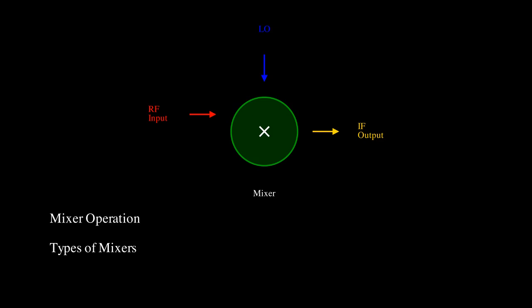Passive mixers use diodes as the nonlinear element and require no DC power. They typically have conversion loss, meaning the output is weaker than the input. Active mixers use transistors and can provide conversion gain, but they require DC power and may add more noise.